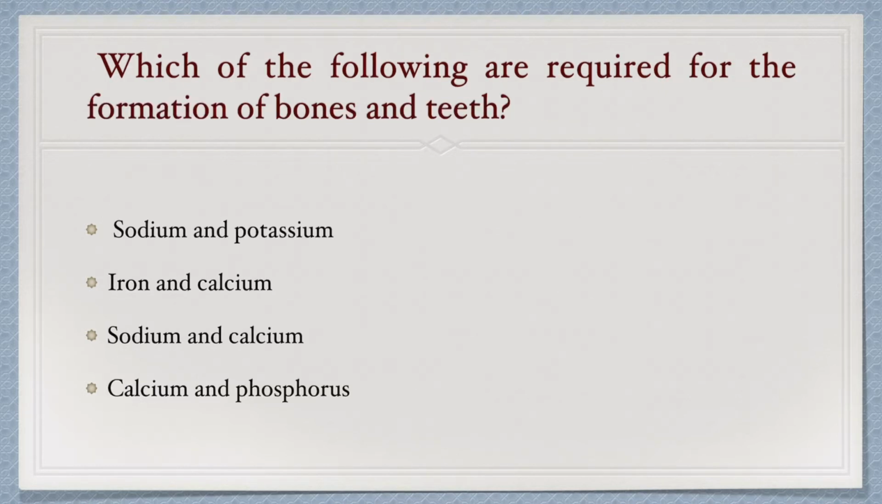Next question is: which of the following are required for the formation of bone and teeth? So calcium and phosphorus, which are hard and white heavy elements, are required for the formation of bone and teeth. So the fourth option, that is calcium and phosphorus, is the correct answer.